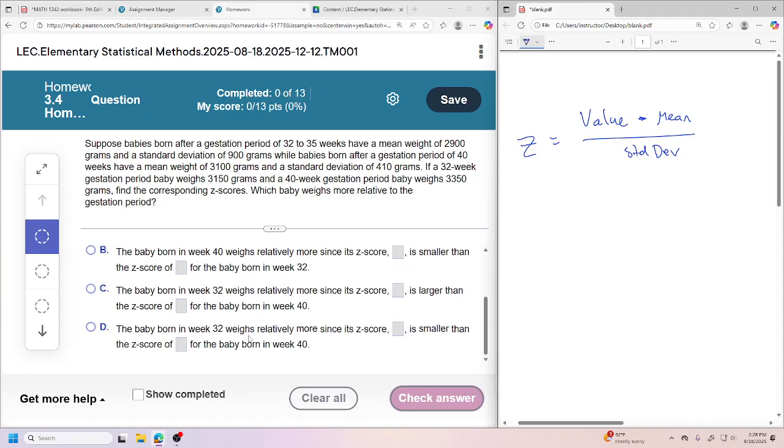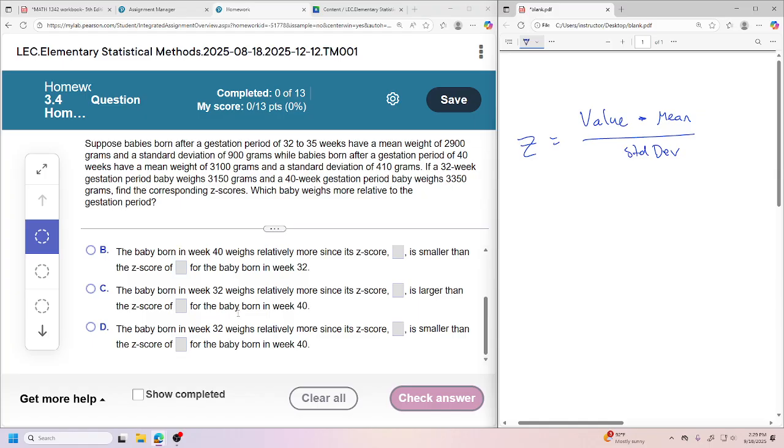I don't have the answer. Oh, all of them. Okay. Yeah. So they're wanting to know what's going on for all these babies. So suppose we got this. We got a mean. We got a standard deviation. And then the other one's got a different mean and a different standard deviation.